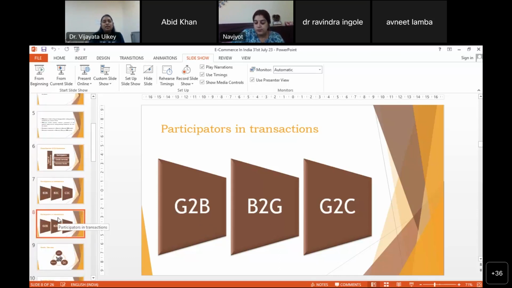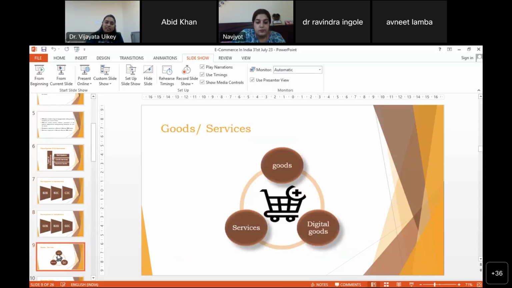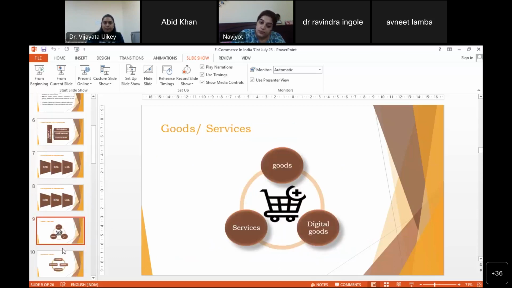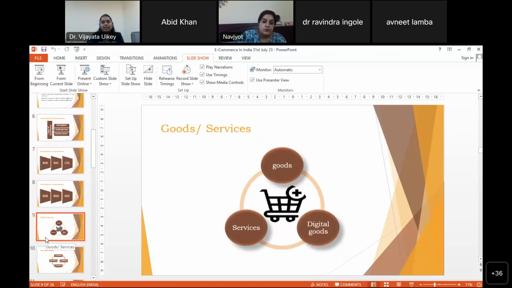So these are the 6 models or the 6 transaction participators which take place in e-commerce, that is B2B, business to business, business to consumer, C2C, that is consumer to consumer, government to business, business to government and government to customer. यहाँ तक समझ गया? Yes, ma'am. Ninth slide, okay?